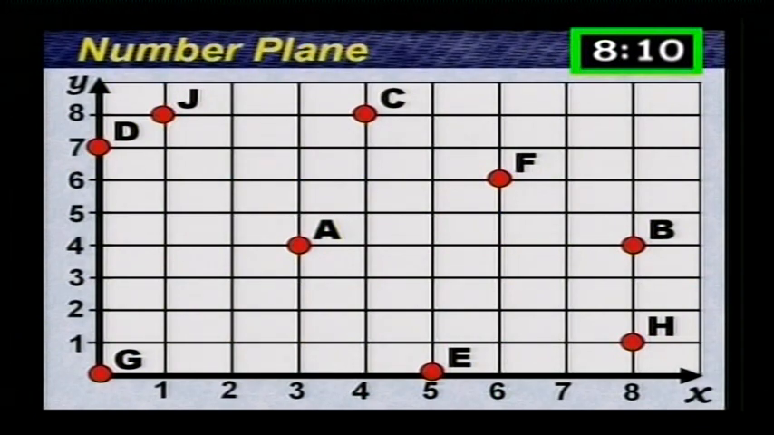Okay, you have the number plane again in front of you. Work out those coordinates and try to figure out what are those 4 letters.